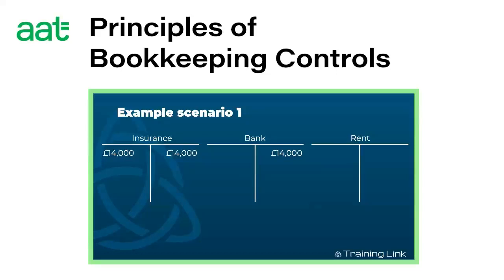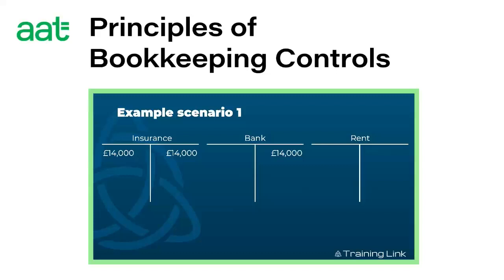Now, by crediting the insurance, you've lowered the balance on that account back down to zero. Okay, so our debits and credits now match off against each other. So the balance on that insurance account is now zero. Excellent, because we don't want to record it in insurance. Our bank is still correct at £14,000.